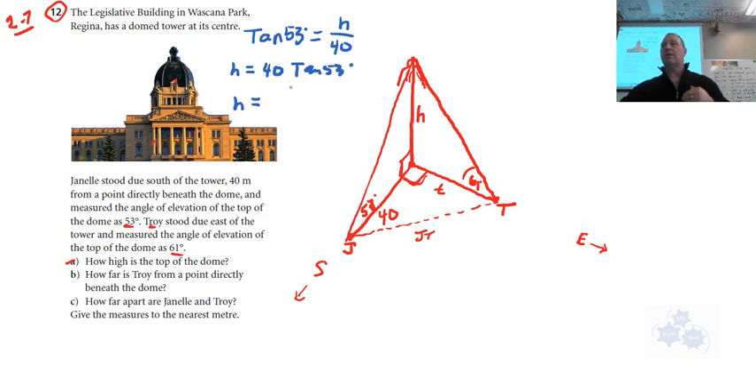Okay, do not skip steps here, because again you'll fool yourself. What do I do with 40 and tan 53? Do I multiply 40 times tan 53? Do I do 40 divided by tan 53? Do I do tan 53 divided by 40? This is how you know. Set it up. Take a look at where your H is, and look at how you need to manipulate here.